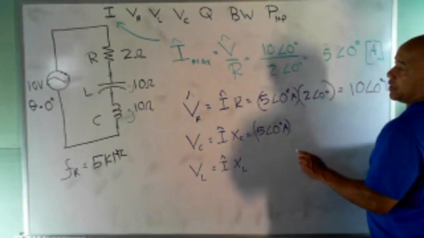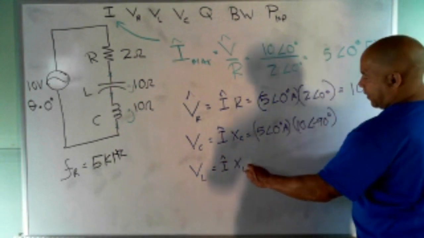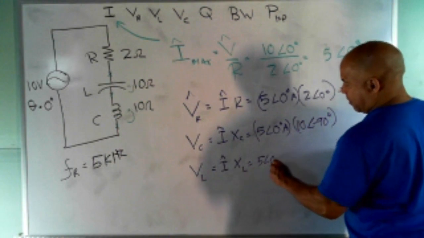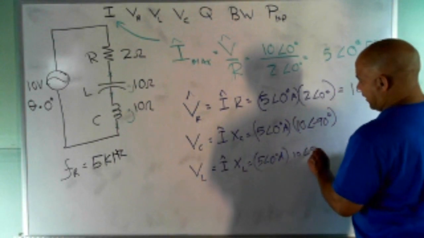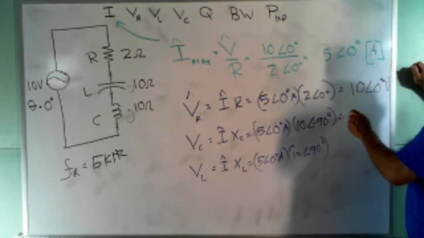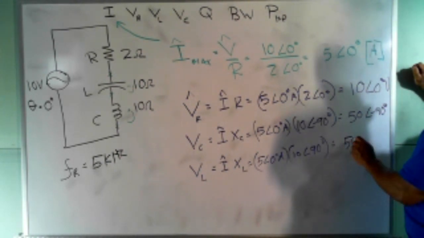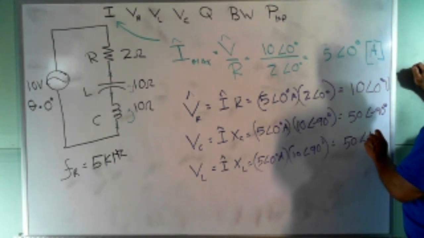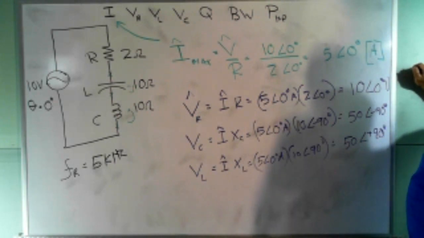This is 10 angle minus 90. And down here is 5 angle 0. And this is 10 angle plus 90. So here we get 50 angle minus 90 volts. And here we get 50 angle plus 90 volts. So look at this. This is crazy.